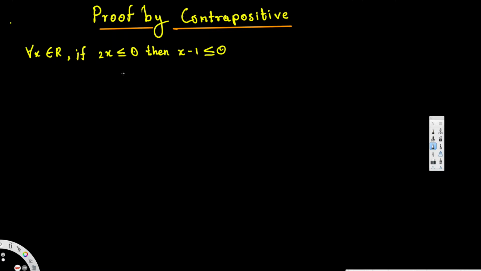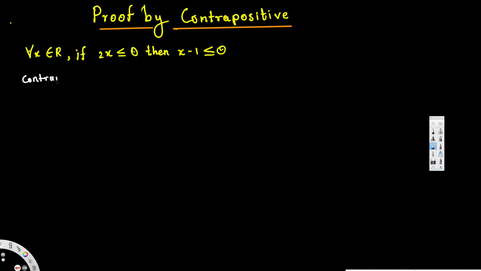In this video we are going to see how to do the proof by contrapositive, or you can say proof by contraposition. Now here we have, for all x belonging to the real numbers, if 2x is less than or equal to 0, then x minus 1 is less than or equal to 0. First of all, we have to know how to write the contrapositive.